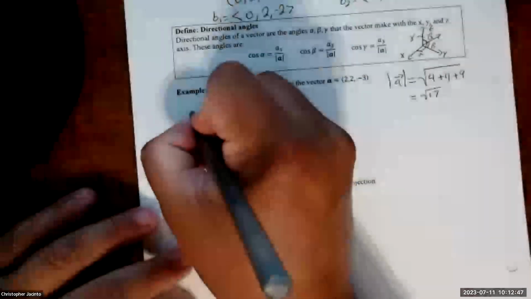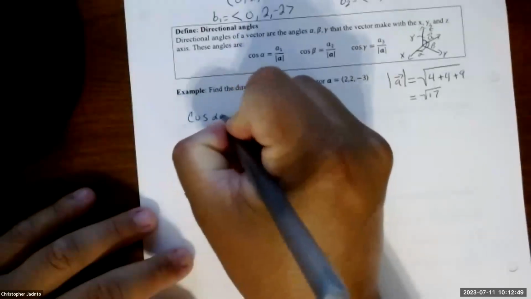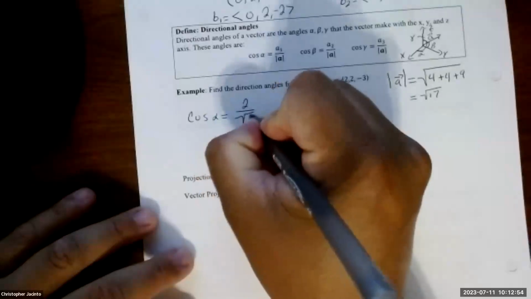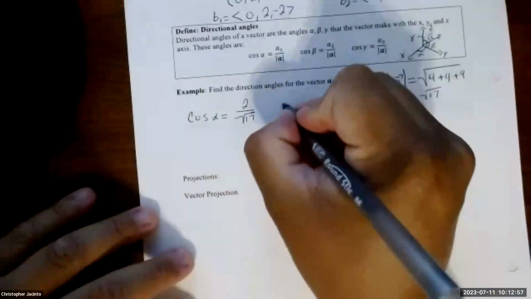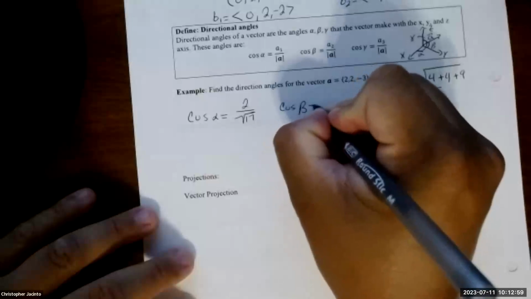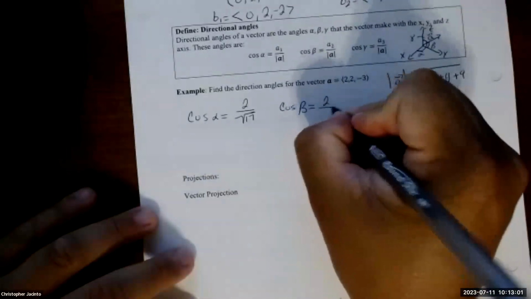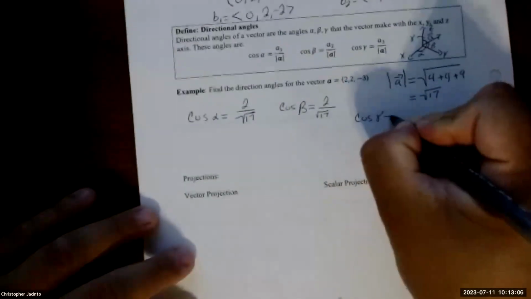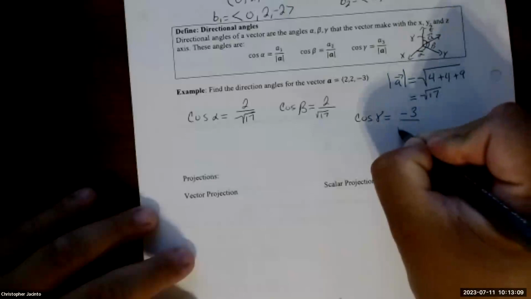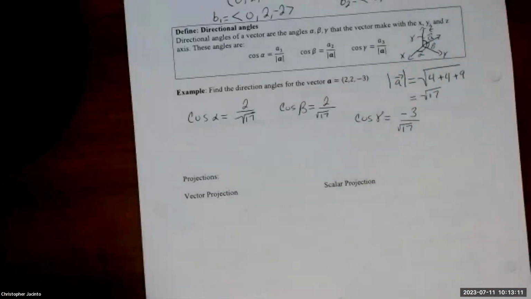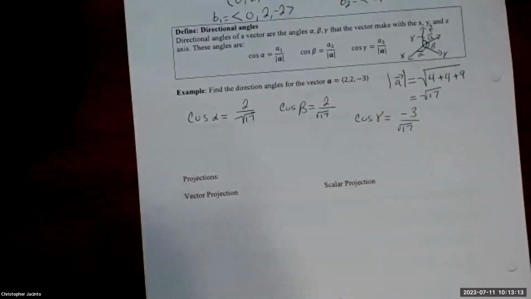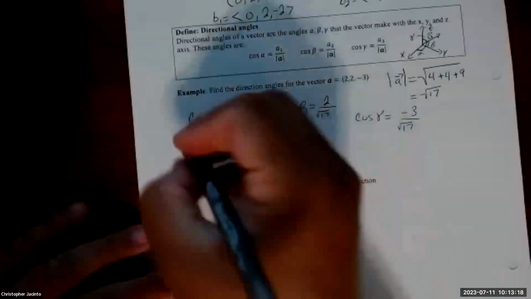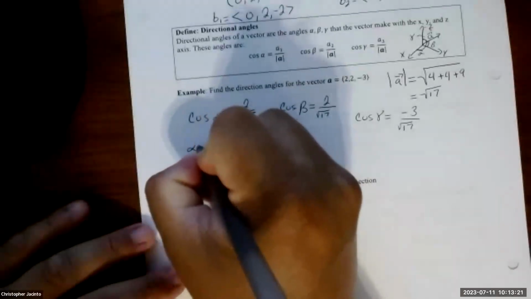Then cosine of alpha is equal to the first component, which is 2, over the square root of 17. Cosine beta is equal to the same thing. And cosine gamma is equal to negative 3 over the square root of 17. Since we want the angle, just like last time, we have to do cosine inverse of both sides.